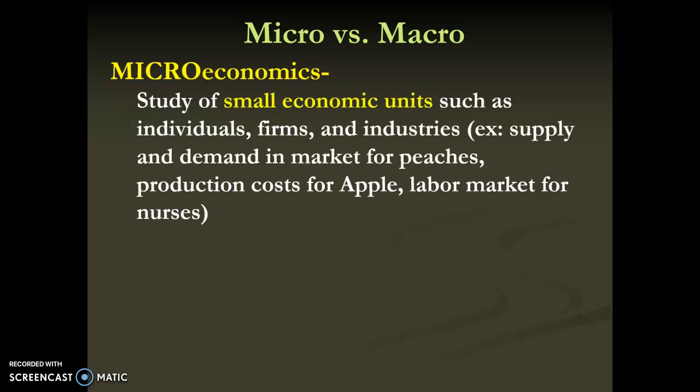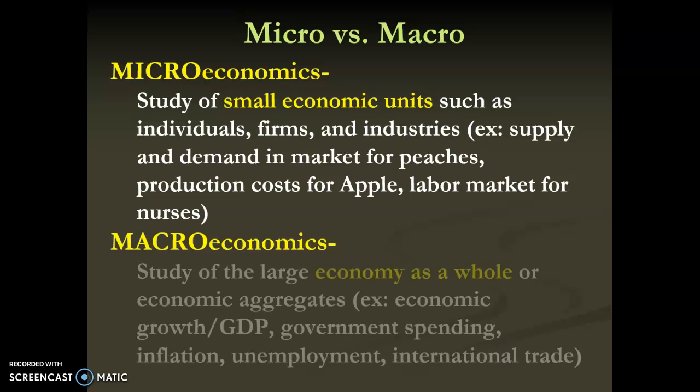Microeconomics versus macroeconomics. Micro is going to be pretty straightforward. You're always looking at individuals, firms, industries. There's a couple of examples here. Supply and demand in the market for peaches. It's the market specifically for peaches that makes this of interest for microeconomists. Production costs for Apple, a specific firm. Labor market for nurses. In this case, we wouldn't be talking about the entire labor market or the unemployment rate for, say, the whole United States. That would be more of a macroeconomics topic, but the labor market for nurses, specifically what's happening with supply and demand of nurses in a particular state, for example, that's a microeconomic topic.